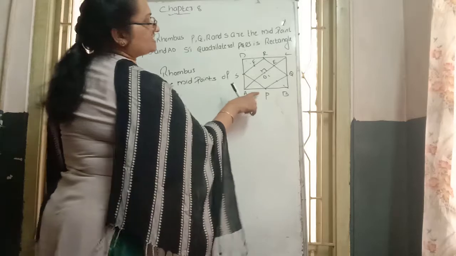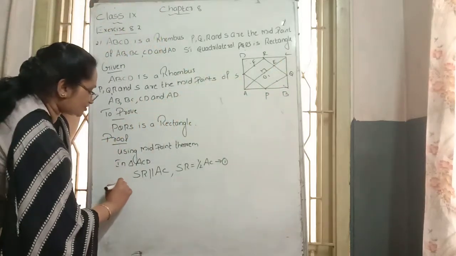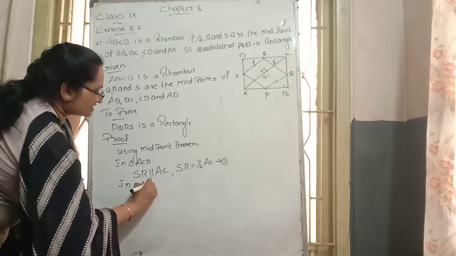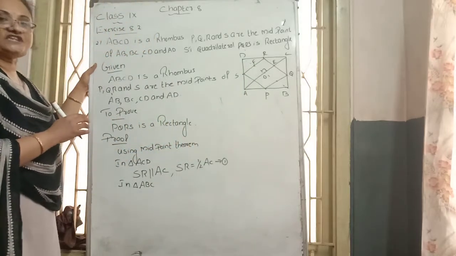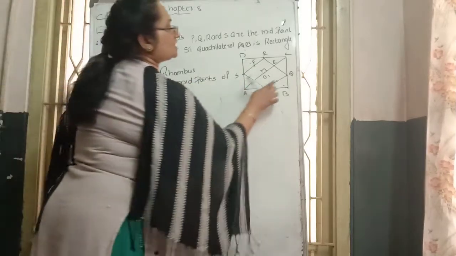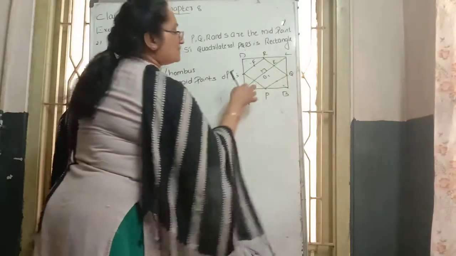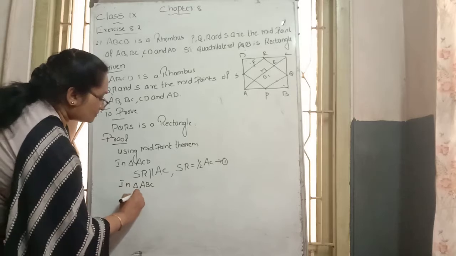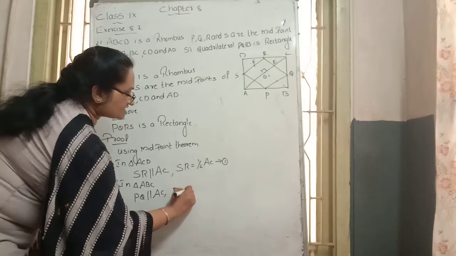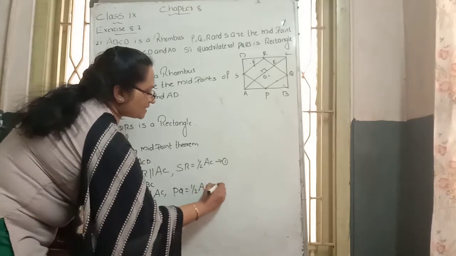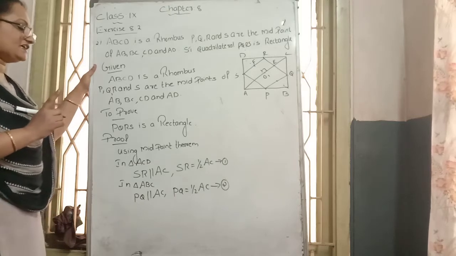Next we are going to consider the lower triangle, triangle ABC. In triangle ABC, there also P and Q are the midpoints. Applying the midpoint theorem, PQ is parallel to side AC, and PQ is half of AC. So PQ is parallel to AC and PQ is half of AC. We mark it as the second equation.